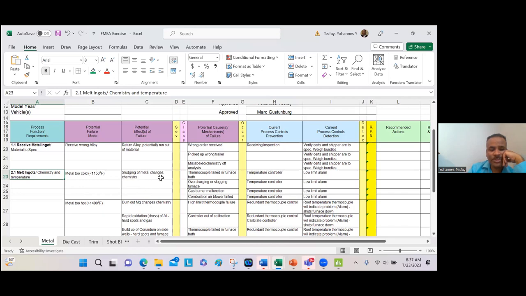Sludging of the metal changes. It's going to just change the chemistry. ከዛ ፖቴንሻል ፌለሩ ምንድን ነው የሚሆነው? thermocouple failed in the furnace.